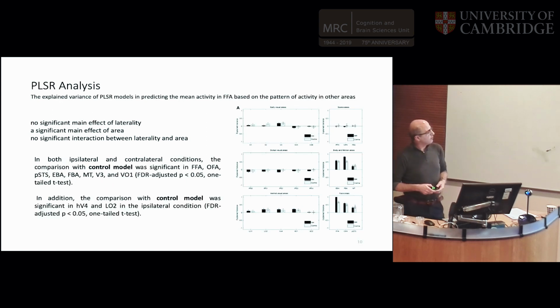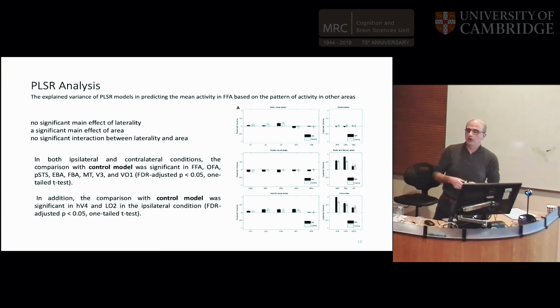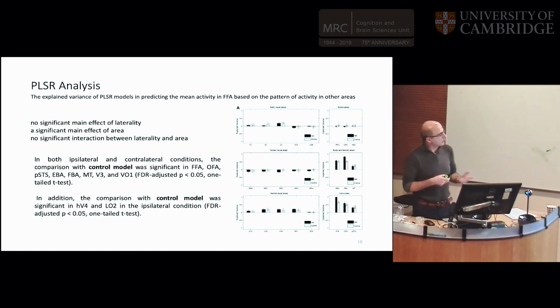So if we do the PLSR analysis, we get somewhat similar results, except that in early visual areas, we don't see a good prediction. Areas like V1 and V2 do not have a good prediction power for predicting the mean activity of FFA if we use this regression analysis.